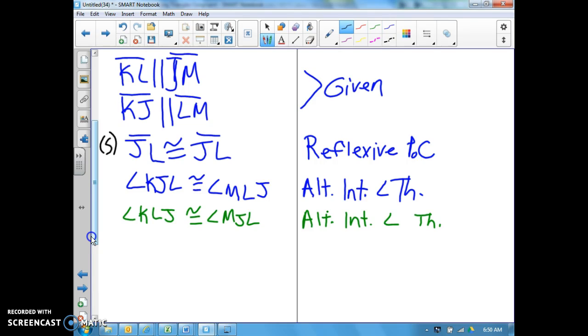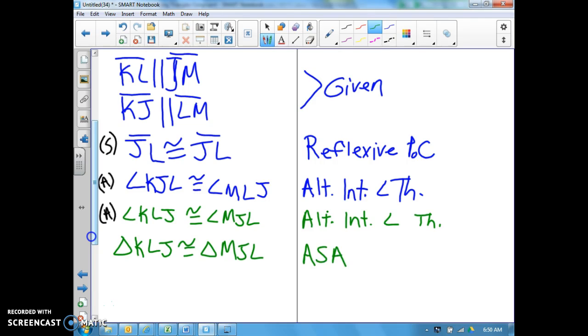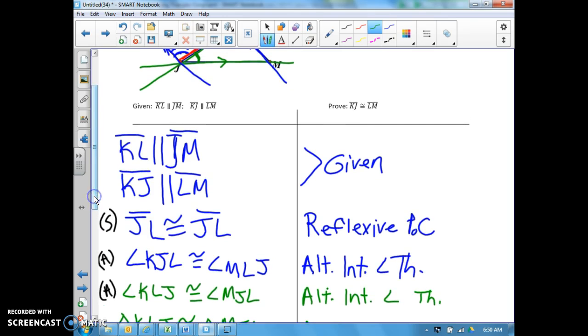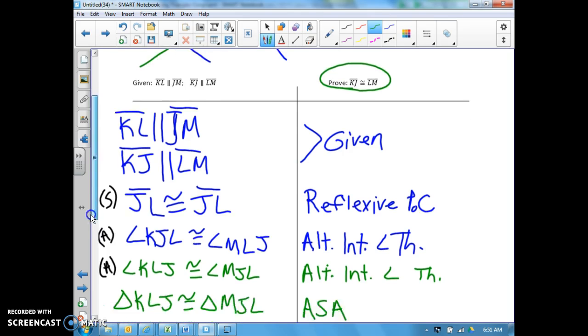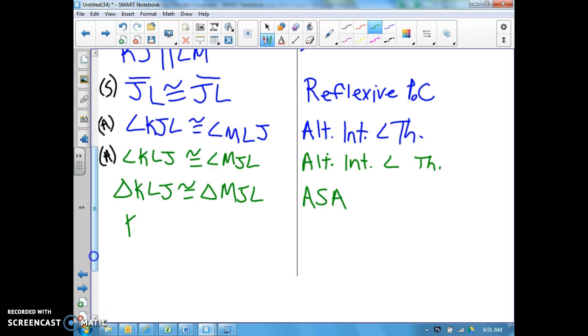Well, we just went through and found the two A's, right? Now we're able to say that triangle KLJ is congruent to triangle MJL by the ASA theorem. Now I've proven the triangles to be congruent. It's really easy then just to say that KJ must be congruent to LM because corresponding parts of congruent triangles are congruent.